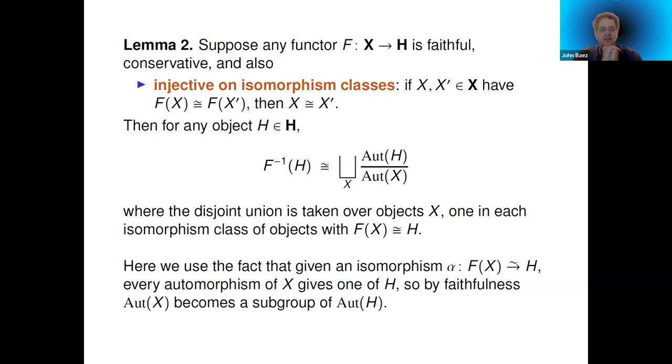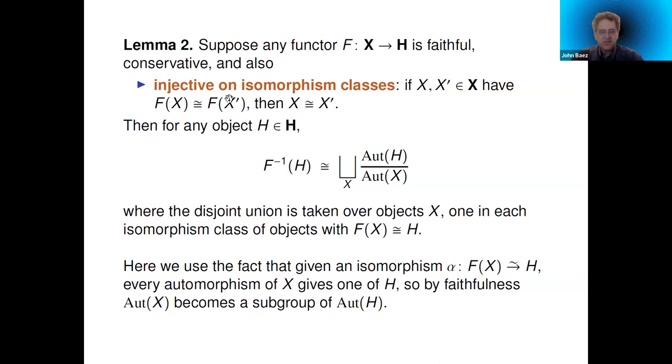Actually, I think there's a mistake in this slide. About what? This is a stupid mistake, I think. Here I was pointing out the consequences of yet another assumption that you could put on your functor. But in fact, we don't need that extra assumption to get the consequences. So forget this extra assumption, I think.